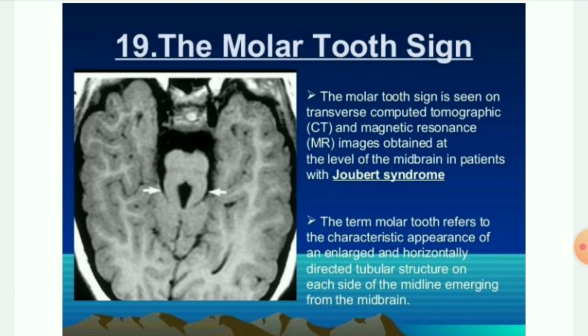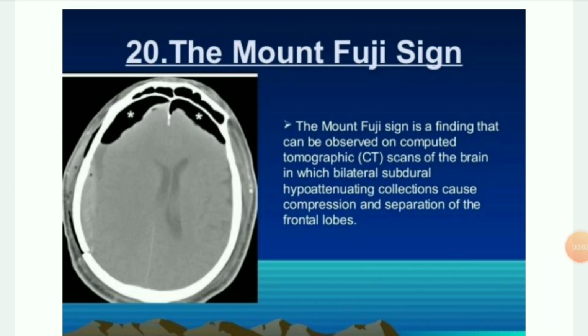Joubert syndrome is an autosomal recessive disorder with characteristic pathological findings of cerebellar vermian hypoplasia with a midline cleft. Joubert syndrome has also been associated with a constellation of other findings, which include microcephaly, dysmorphic faces, retinal dystrophy, tongue protrusion, multicystic kidney disease, congenital heart disease, unsegmented midbrain tectum, and agenesis of the corpus callosum. Next sign is the Mount Fuji sign.